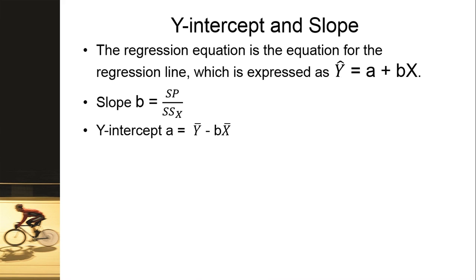In a simple regression, the regression equation is the regression line where you can find the smallest distance between the estimated value of y and the actual y value, which is expressed by y hat equal a plus b times x, where b is the slope. It's calculated by SP divided by the sum of squares of x. And the y-intercept is calculated by a equal y bar minus b times x bar.